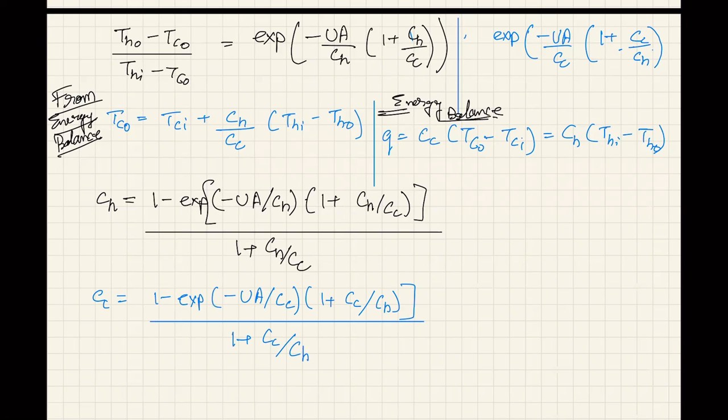Now these two expressions, this one and this one, I can write in terms of epsilon as well. So if I say CH is nothing but Cmin, this was the expression here. This was nothing but an expression for epsilon only. I'm sorry, I'm missing out the steps.